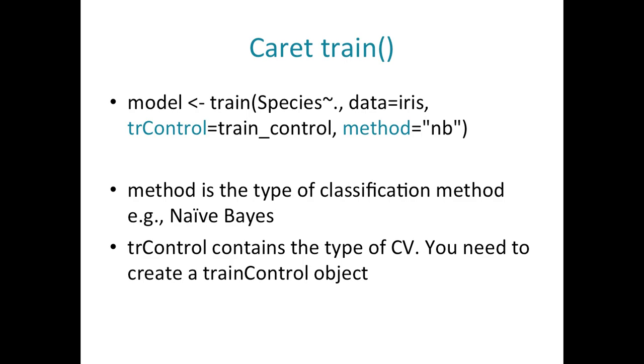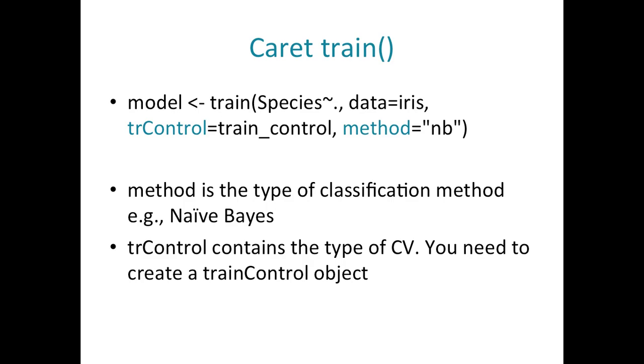And so here what the train function is doing is saying, okay, I want to predict the species using the data in the iris dataset, and the classifier that I'm going to be using is naive Bayes, and the type of cross-validation is one that I call trControl. So the trControl parameter allows you to specify the type of cross-validation, and the method parameter allows you to specify the type of classification method that you want to use.